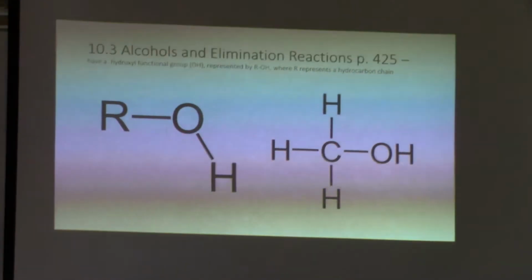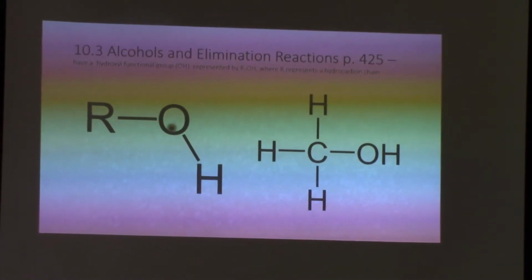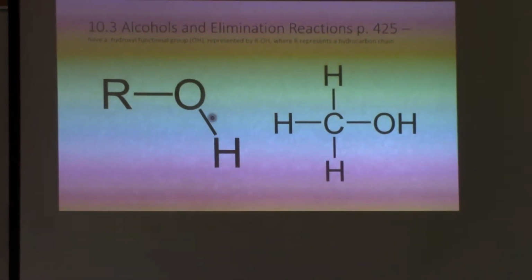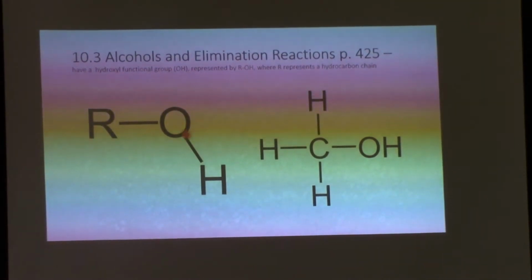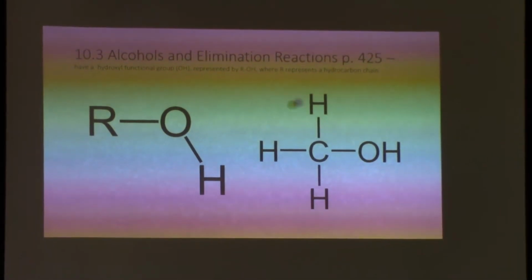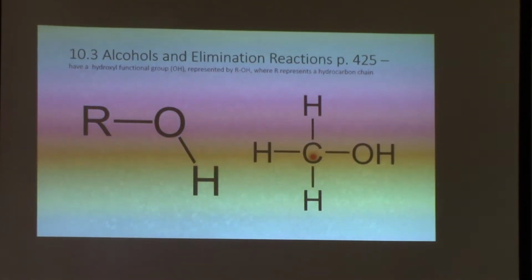Okay, so here's your functional group for alcohols. At the end of a carbon chain, you have a hydroxide group. For the most part, it's always going to be at the end of a carbon chain. This is what a typical alcohol looks like. And again, this is 1 carbon, so this is meth.